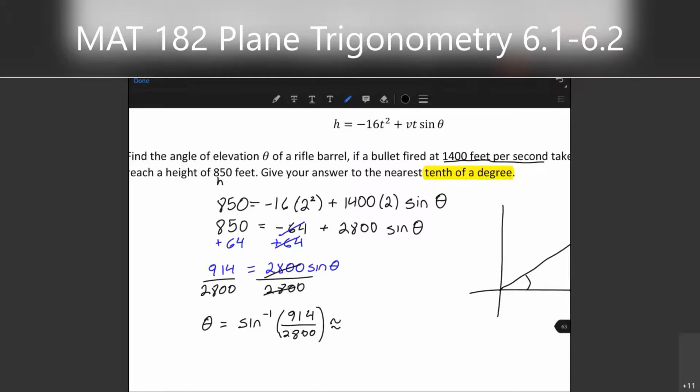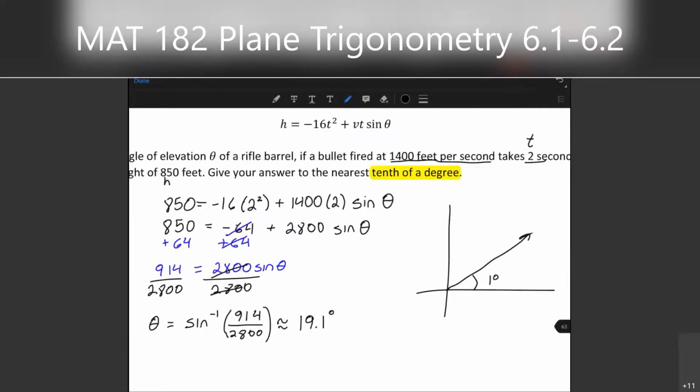Gotcha. Yeah. All right. Looks like we've got at least 3 of you with the correct solution, 19.1 degrees. I think that would be our angle of elevation. So again, this is what we'd find for that angle of elevation of the rifle. Super. All right, are there any questions with this solution here? A little practice with the inverse function again.